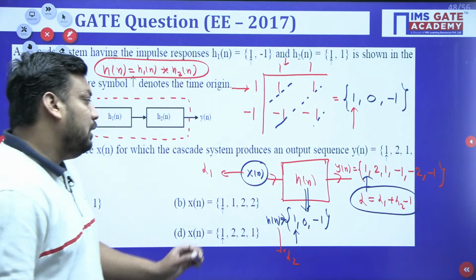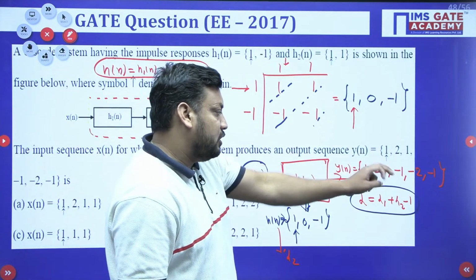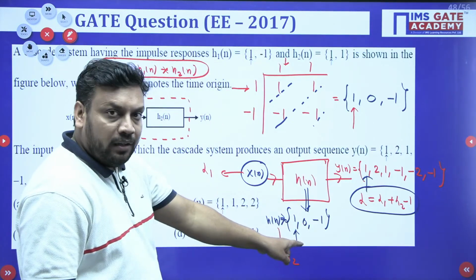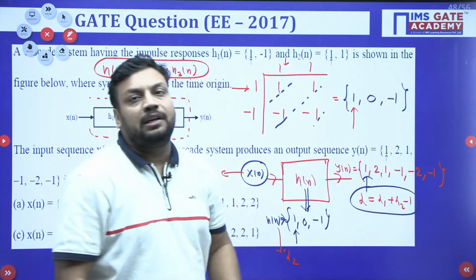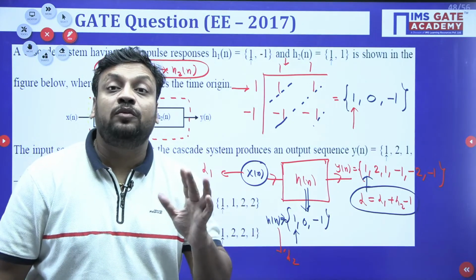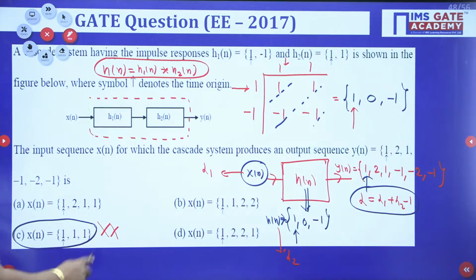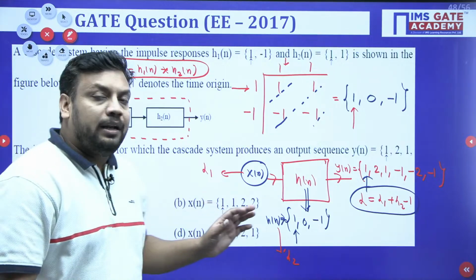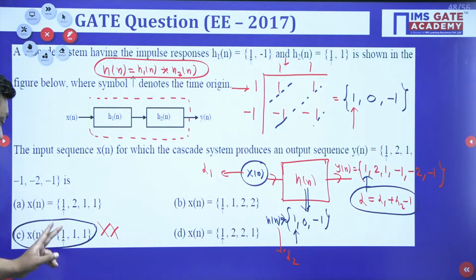If the final length is 6 and the length of h is already 3, then L1 should be 4, because 4 plus 3 is 7, minus 1 gives 6. So x of n should have length 4. It means option C, which has length 3, can be eliminated for sure. Either option A, B or D is correct, but C never can be.